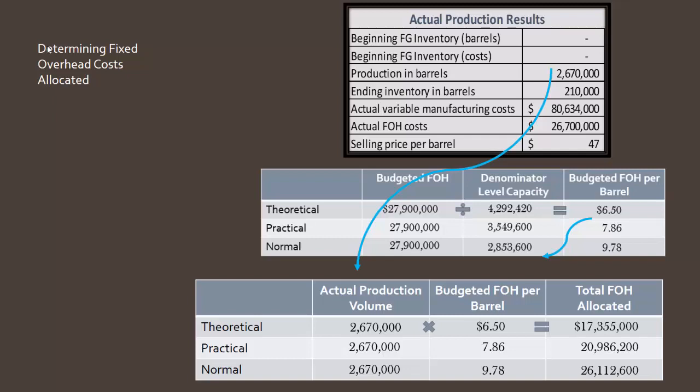So as we can see here, sure, theoretically, we could have made about 4.3-ish million barrels. We didn't even come close to that. We made 2.67 million barrels. So we would have severely underallocated overhead. But we have the option of choosing that if we wanted to. And we could just write off that variance later, which we're going to get to in a minute.